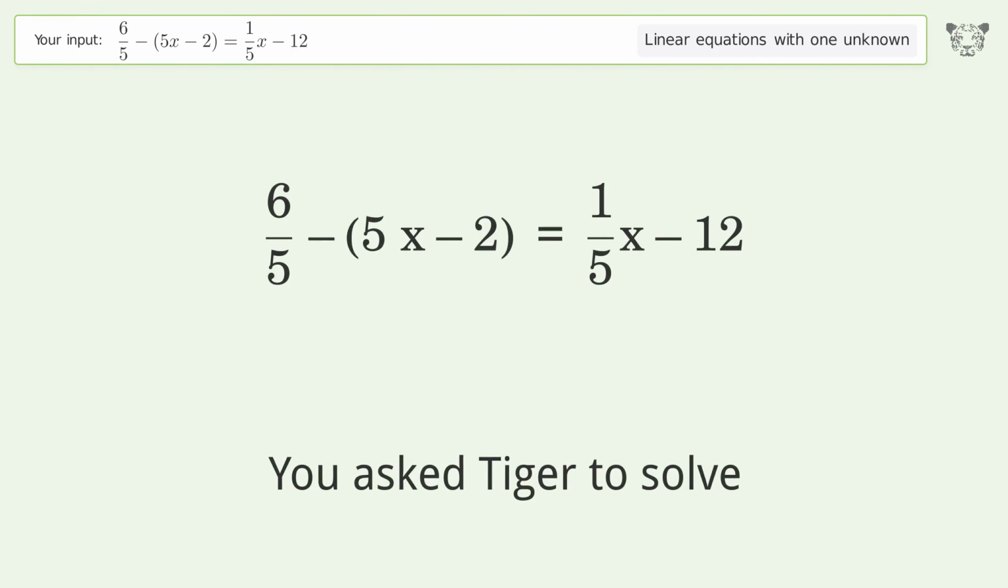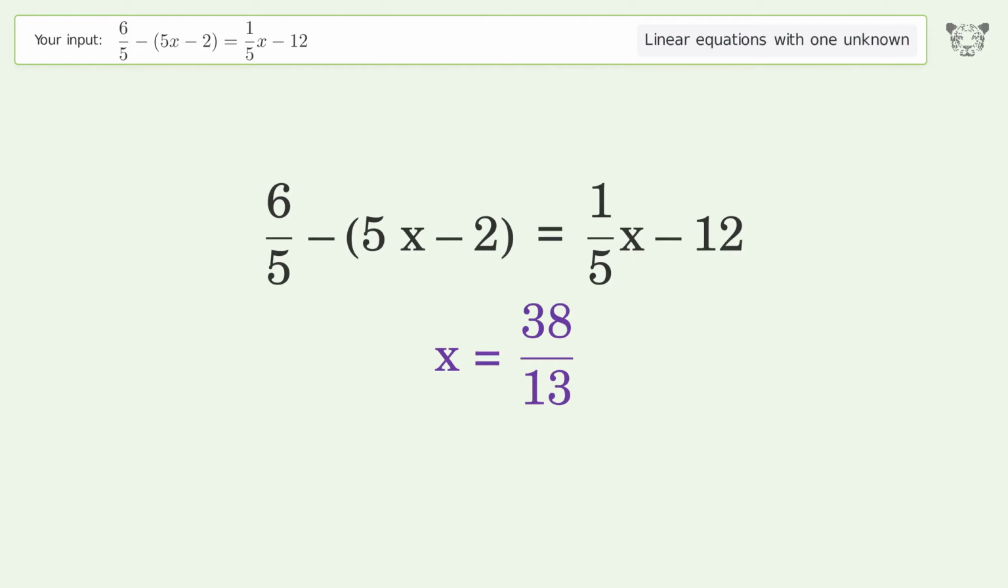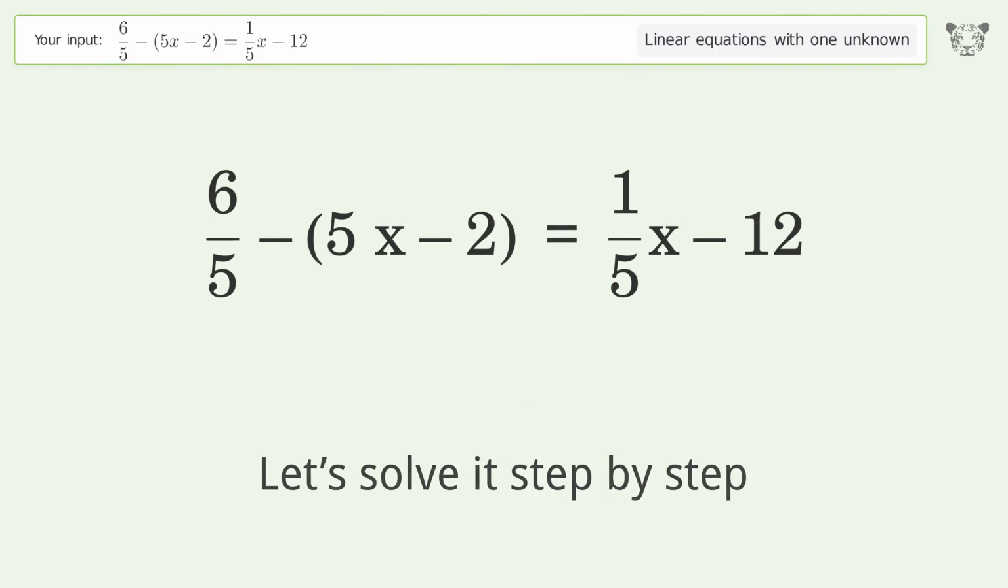You ask Tiger to solve. This deals with linear equations with one unknown. The final result is x equals 38/13. Let's solve it step by step.